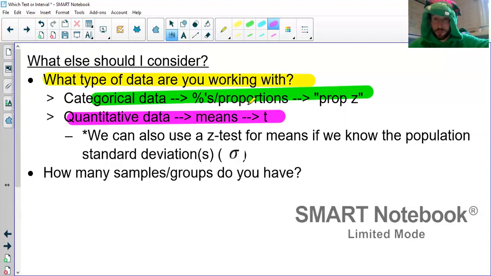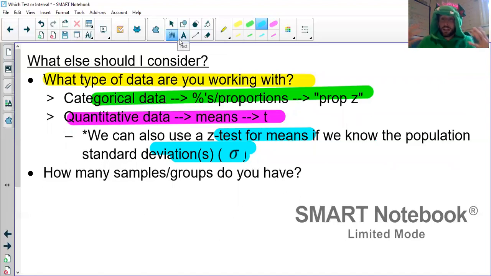Now, again, as I mentioned in the beginning of the video, that side note, there are z-tests for means if we know the population standard deviation sigma, but I've never seen a free response where we have to use a z-test for means yet. It's more just knowing when you would do that. I referenced that at the beginning of the video. So for z or t, it's what kind of data we are working with. Categorical z, quantitative t, proportions z, means t, and then we also want to know how many samples we are working with, right?